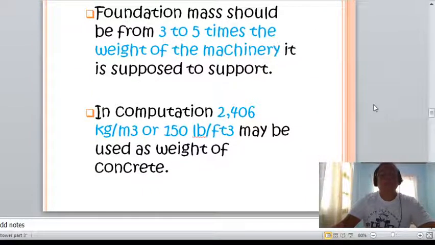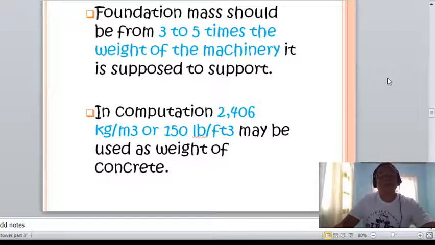So foundation mass should be from 3 to 5 times the weight of the machinery. This is the assumption, class, that you are going to use. Okay, 3 to 5 times the weight of the machine. Take note that the machine has a nameplate wherein sometimes it states what the weight of the machine is.